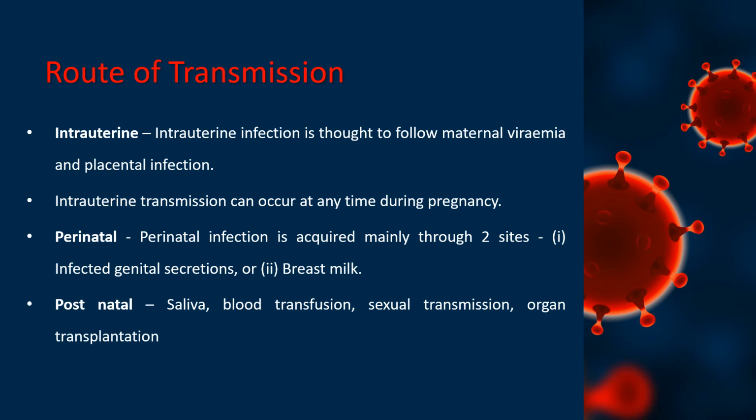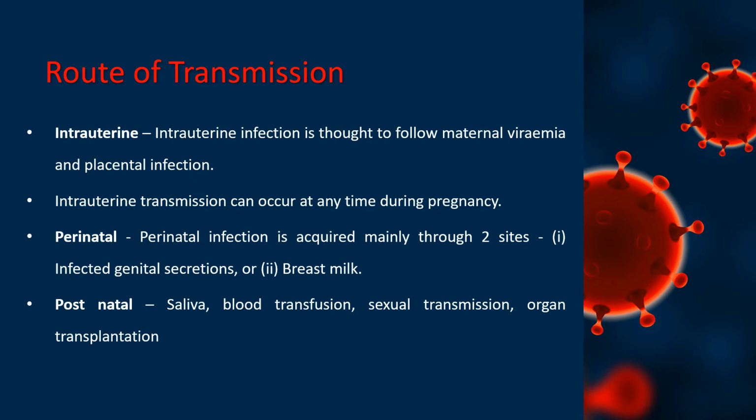As for routes of transmission, the first one is intrauterine. Intrauterine infection is thought to follow maternal viremia and placental infection. That is, the infection is transferred to the fetus through the placenta and also through the maternal viremic condition. Intrauterine transmission can occur at any time during pregnancy.